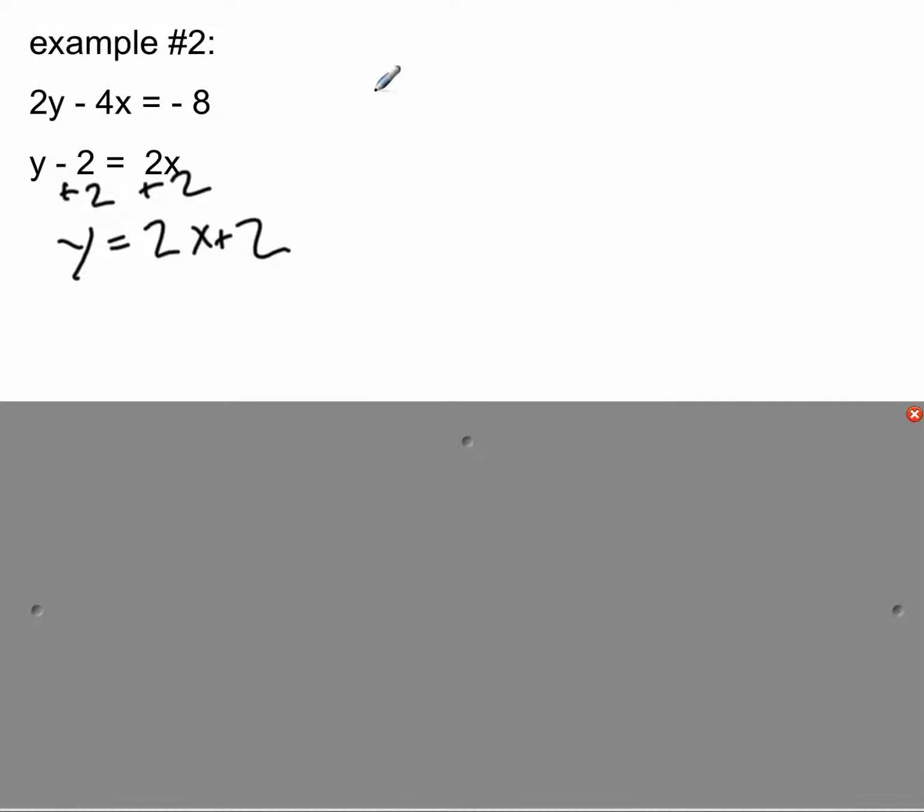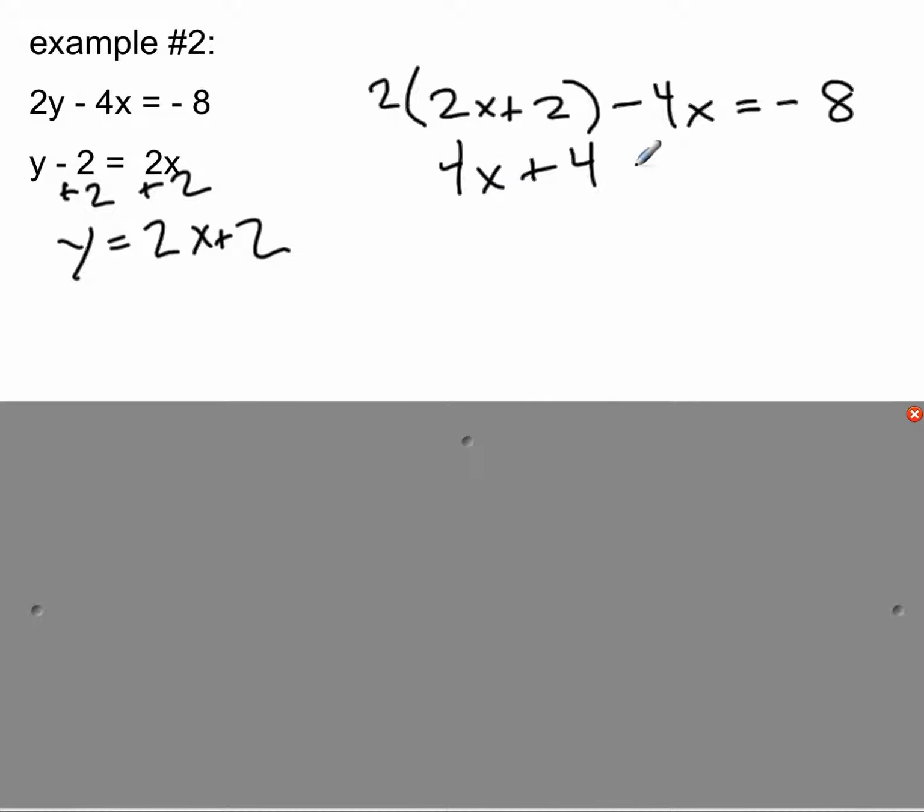Go back to my first equation and plug in for y: 2x plus 2 minus 4x equals negative 8. Solve this, I get 4x plus 4 minus 4x equals negative 8. And I go to clean things up, and 4x minus 4x cancels out, and I get 4 equals negative 8. Well, that is not true. 4 does not equal negative 8. So I have a problem. My x term went away, my y term went away, everything's kind of crazy. So what does that mean?